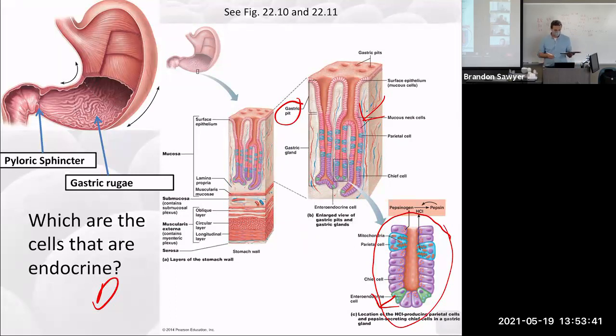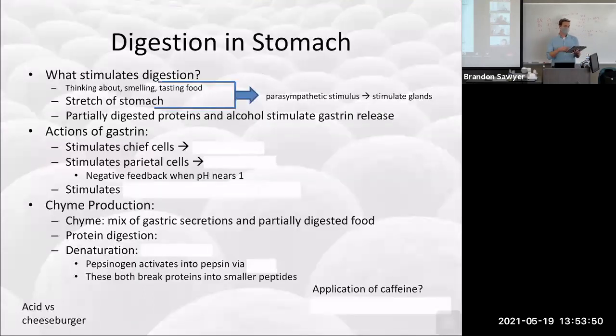Okay, any questions about the anatomy of the stomach so far? Okay. All right, so let's talk a little bit about digestion in the stomach, what actually happens as far as digestion goes. First of all, just thinking about smelling or tasting food before it even gets to our stomach, that starts stimulating all those glands, all those cells will start doing their thing, right?